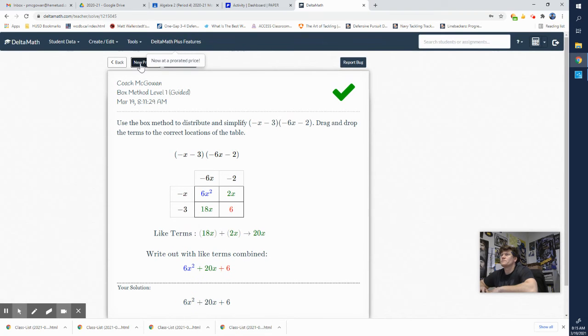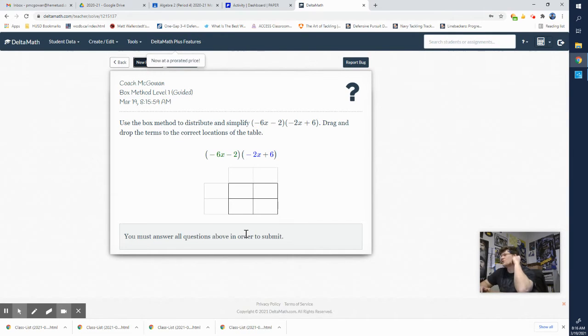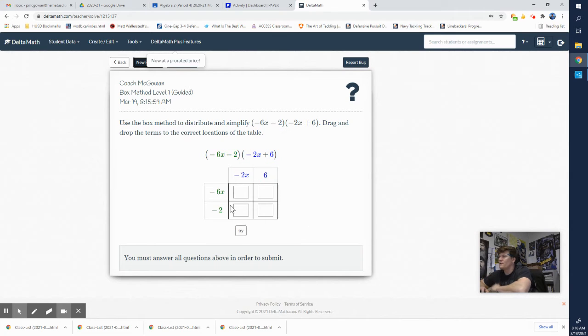Let me show one more. Setting up our box method, I have binomial times a binomial, so I need 2 rows and 2 columns. I like dropping the first one into the rows. I like dropping the second one into the columns, but it's important to have the rows be your smaller terms, your polynomial that has less terms, and the columns being the polynomial that has more terms.